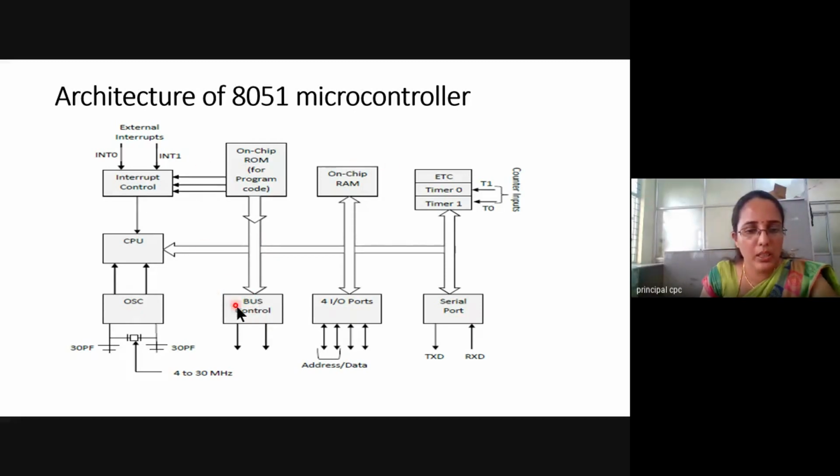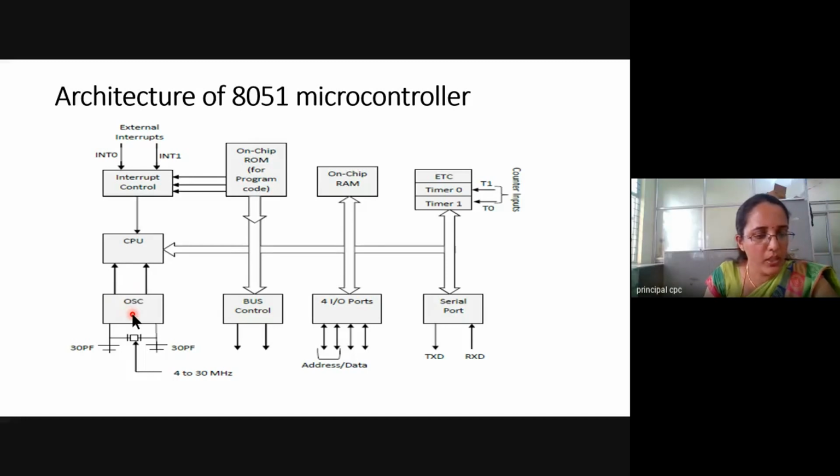Why we need bus control: if 4 kilobytes of memory is not sufficient for your current application, then you can access further externally. So at that time you need bus control to control the address bus, data bus, as well as control bus. So to access the data and program externally, you need bus control.